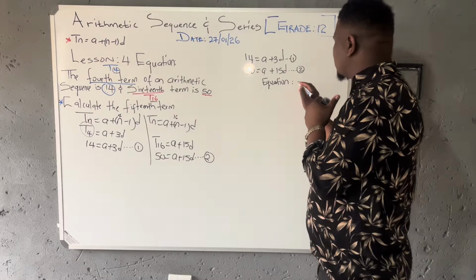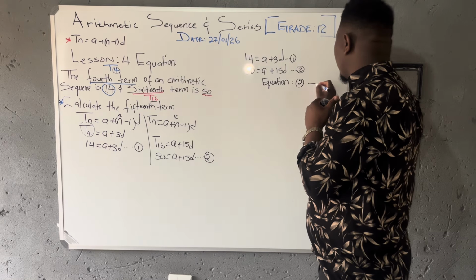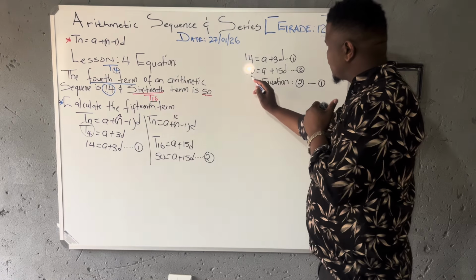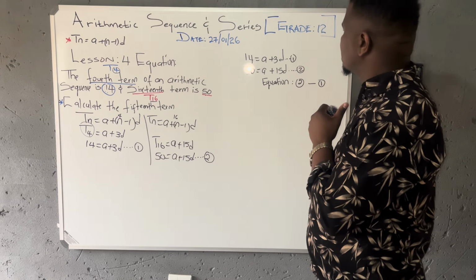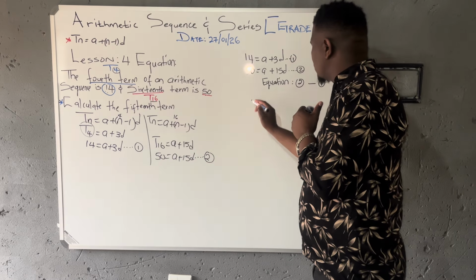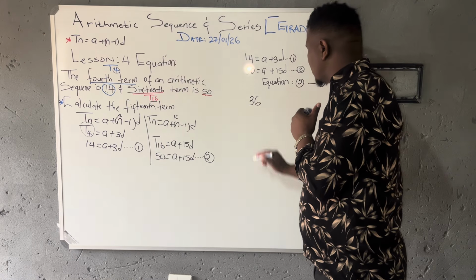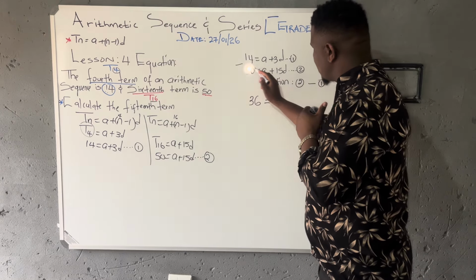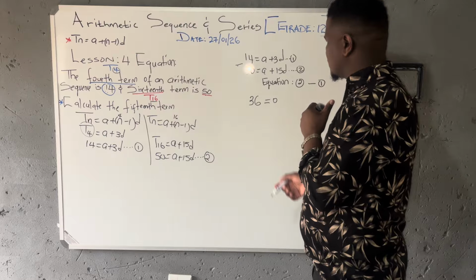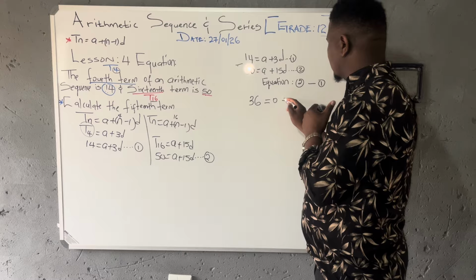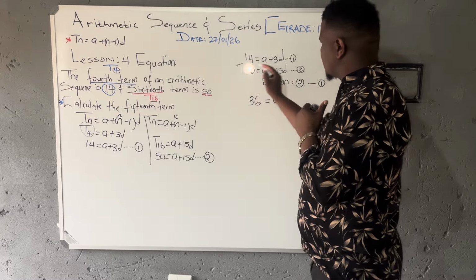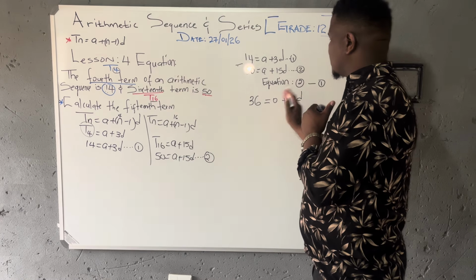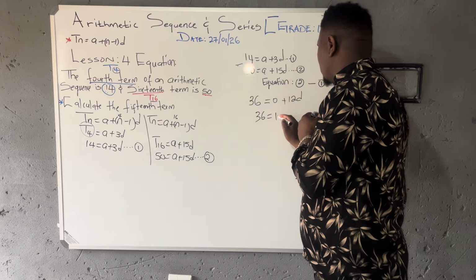So now, I prefer to say equation 2 minus equation 1. Basically, I'll say 50 minus 14. Then I know that's going to be 36. Is equal to, A minus A is 0, it doesn't exist anymore. And then again here, I can say 15 minus 3. That's going to be 12D. So remember, this is nothing. So basically, I have 36 equals 12D.